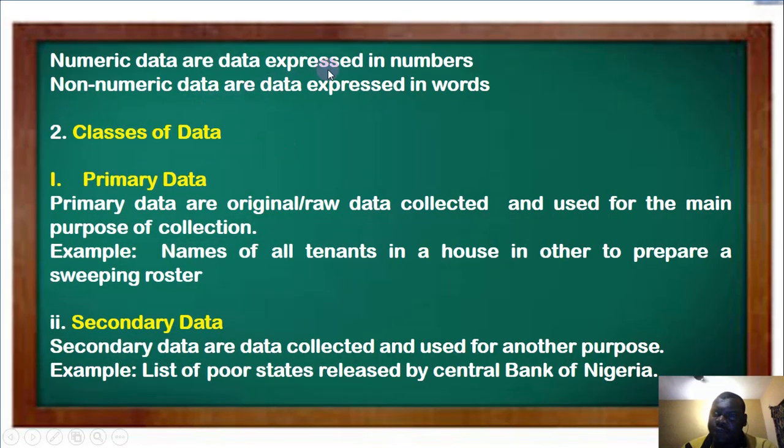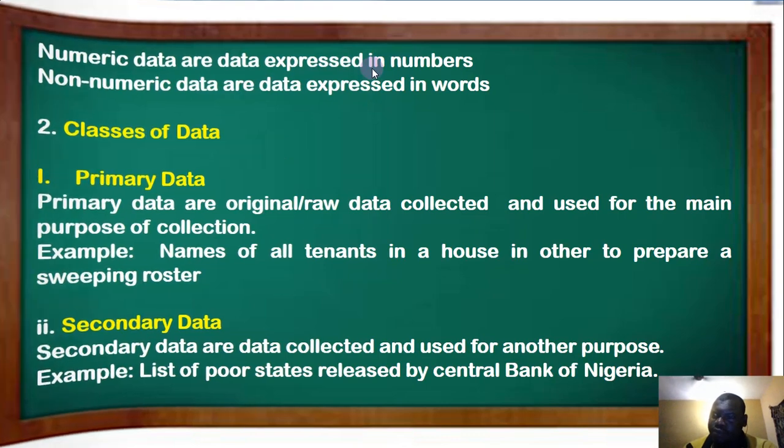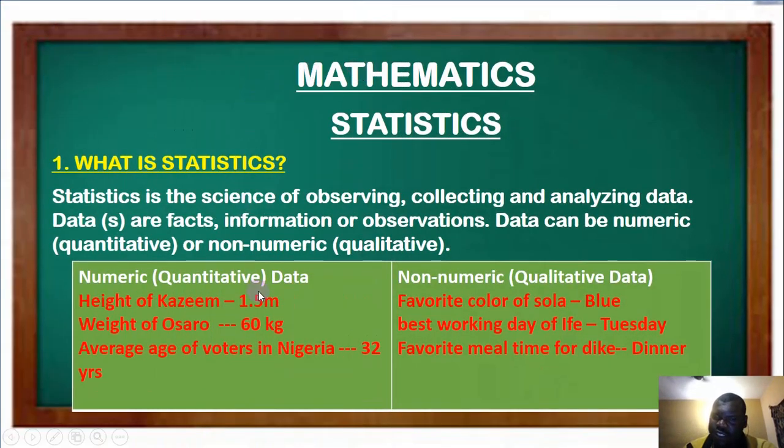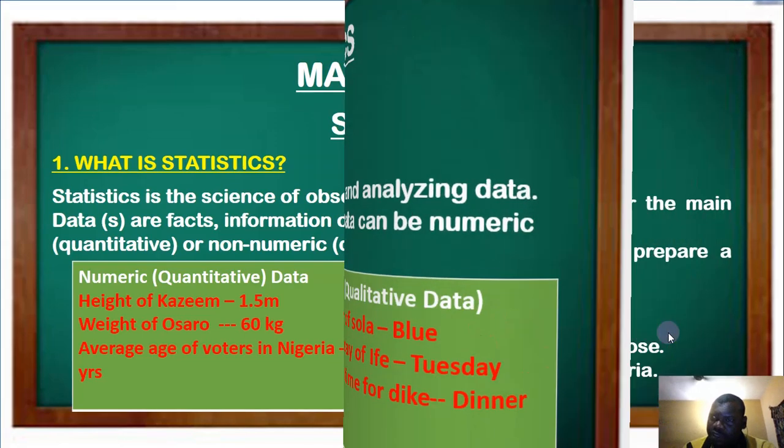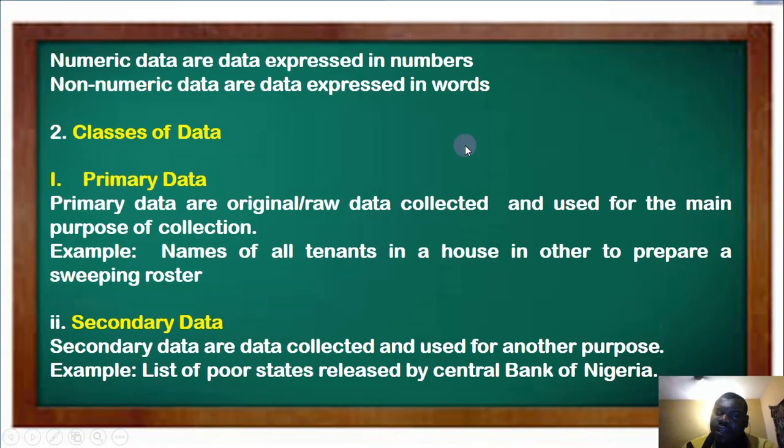Numeric data are expressed in numbers. If you look at it now, you can see that numeric data we have 1.5, 60, 32, while non-numeric data are expressed in words. You can see blue, Tuesday, dinner, words. Let's now look at classes of data.